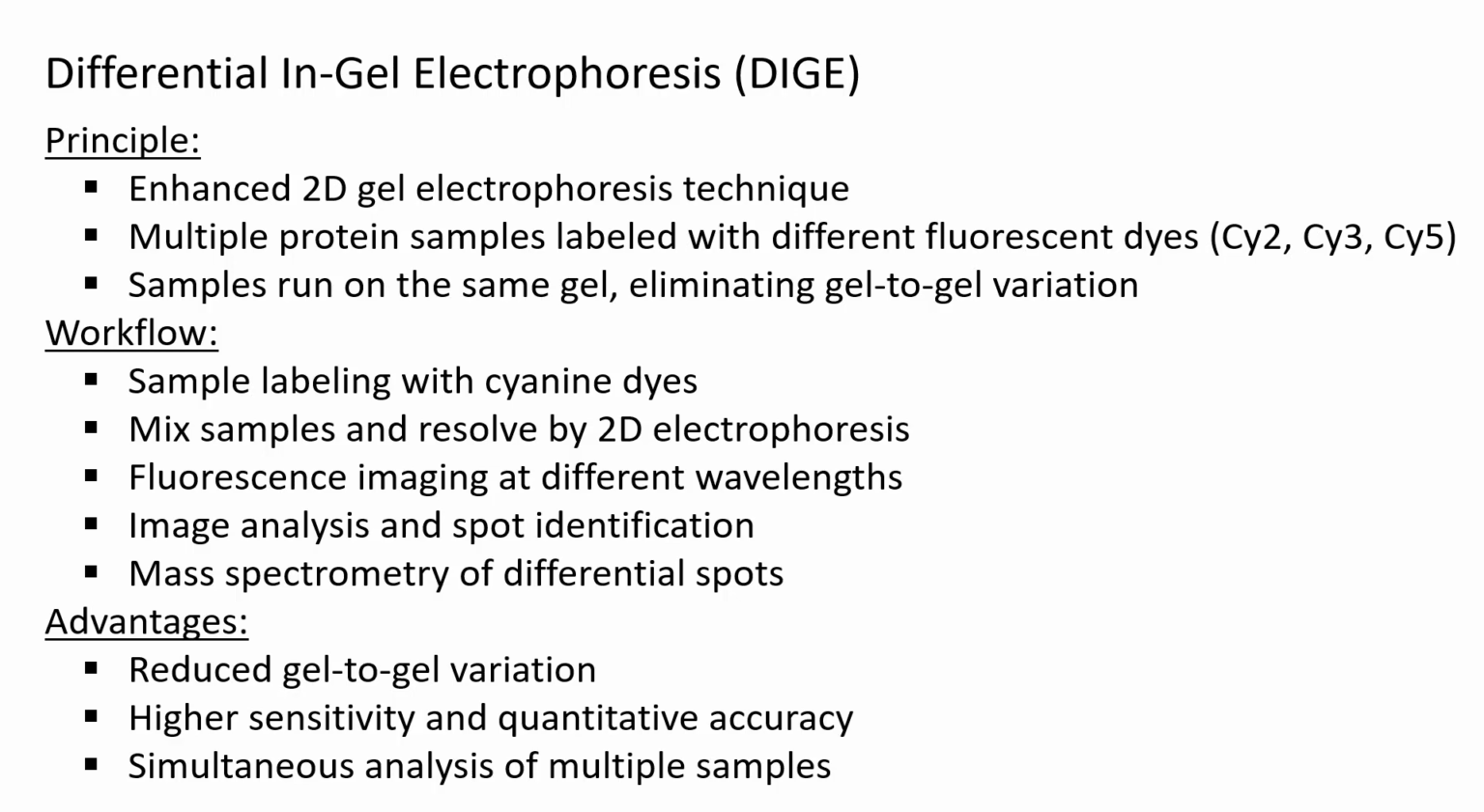Then the samples are mixed and resolved by electrophoresis. Fluorescence imaging at different wavelengths is done, and image analysis and spot identification is performed. Mass spectrometry of differential spots is then performed. Advantages are reduced gel to gel variation, higher sensitivity and quantitative accuracy, and simultaneous analysis of multiple samples can be done.